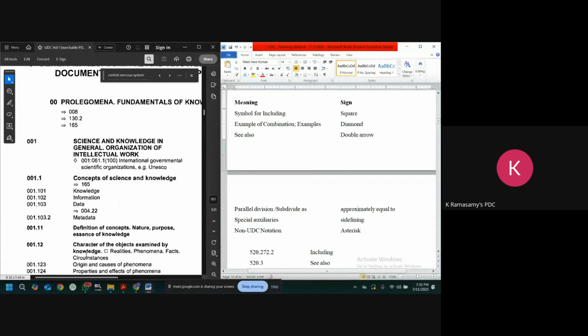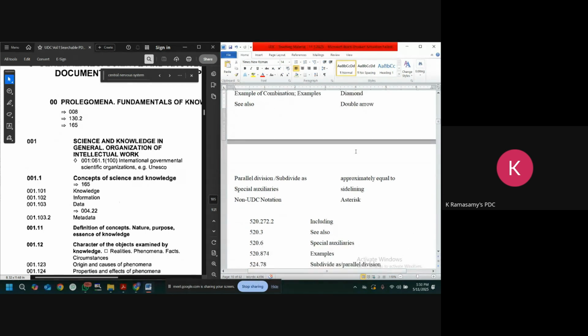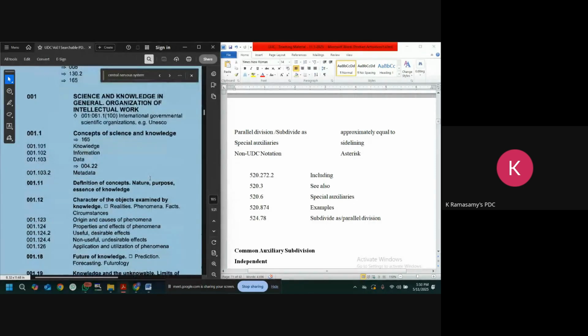Here they're talking about the knowledge point of view. In 004, they talk about computer science data. So they're asking you, if you want a number for data, before you finalize the number, please go and see 004.22 also. See also, cross reference, they are providing using this double arrow. Okay, so we understand square means including, diamond means example they are giving, and double arrow means see also. Okay, fine.